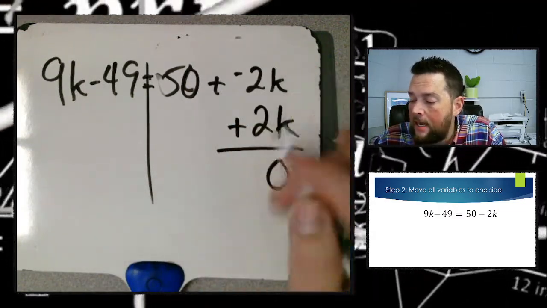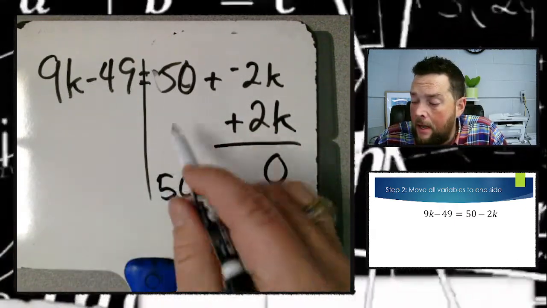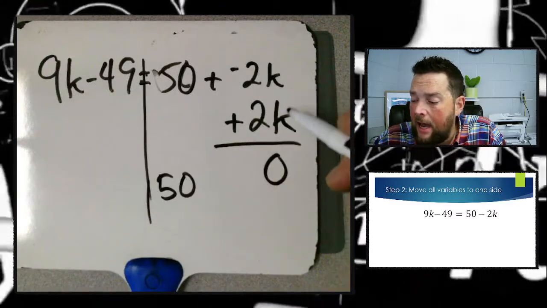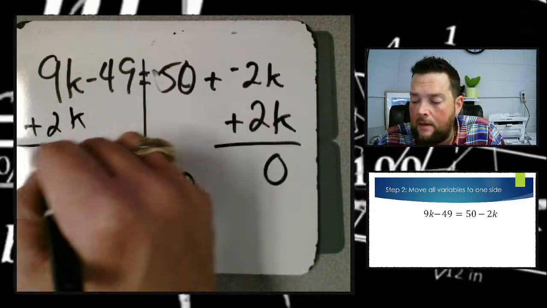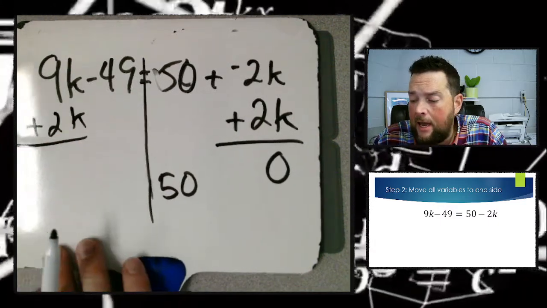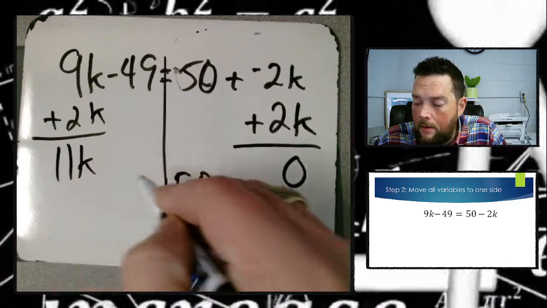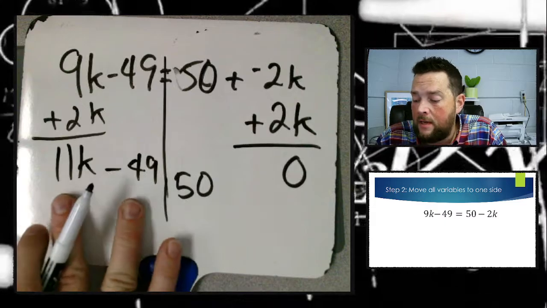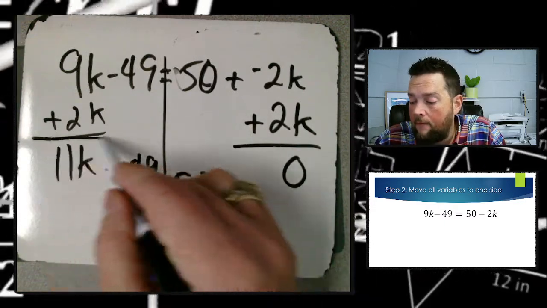That's going to make these cancel out, and ultimately all I'll have left over on that side is 50, because 50 plus 0 is 50, right? And then on this side, because I added 2k here, I need to add 2k there, all right? Just like that. So 9k plus 2k is going to be 11k, right? We're going to keep our subtract 49. So on this side we have 11k minus 49, and on the other side we have 50.